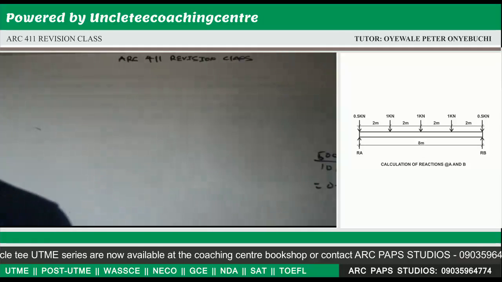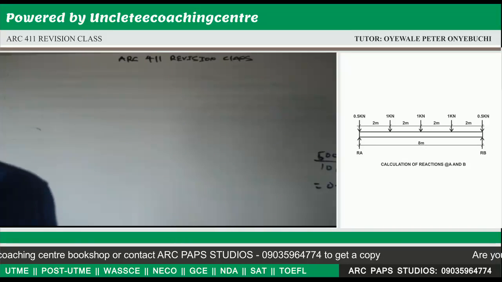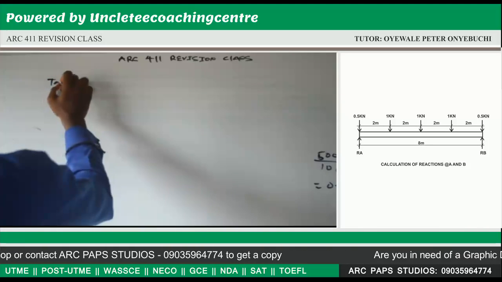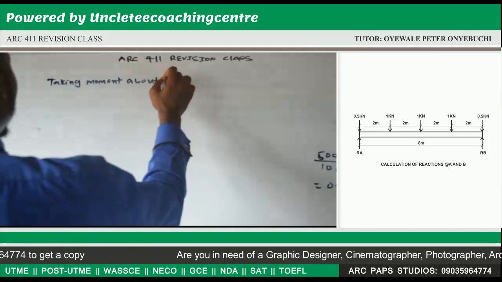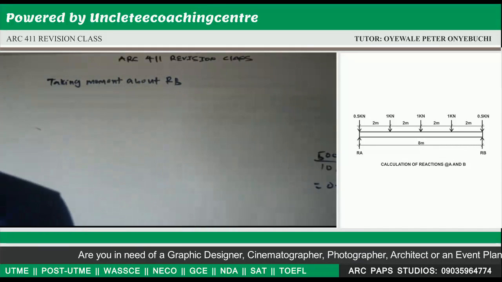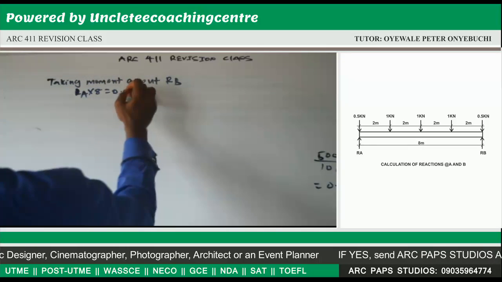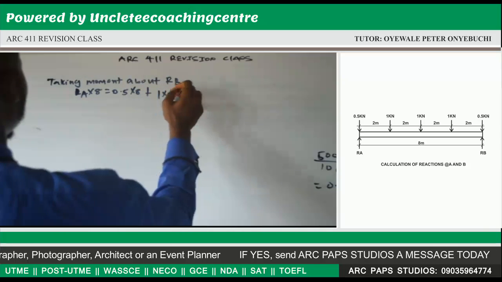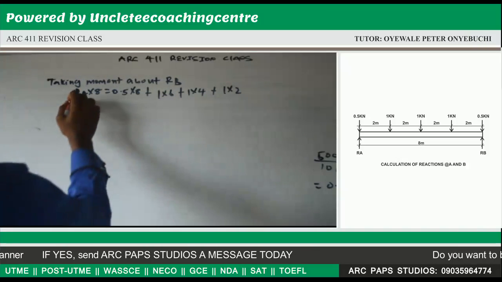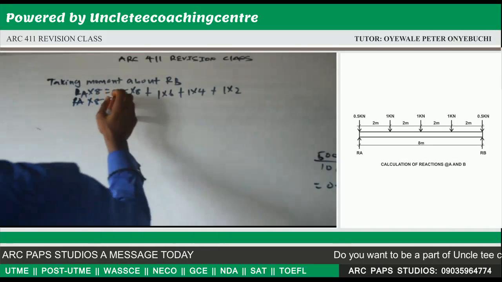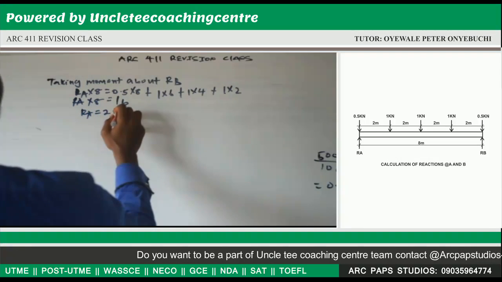Now let's go back to the question. We are going to have to calculate our reactions at A and reactions at B. Now if we take moment about RB, this will give us RA times 8 is equal to 0.5 times 8 plus 1 times 6 plus 1 times 4 plus 1 times 2. Now this is RA times 8 is equal to, everything here will give us 16. Our RA will give us 2 kilonewton.